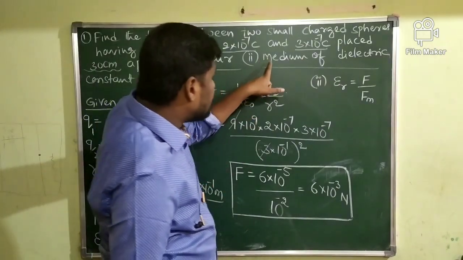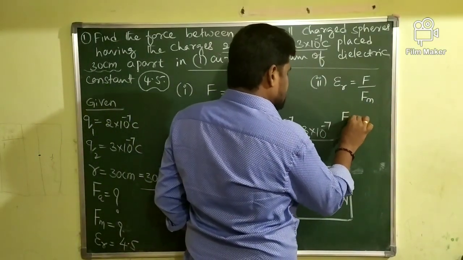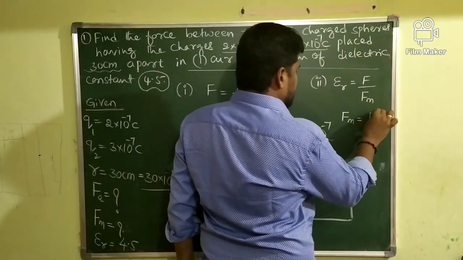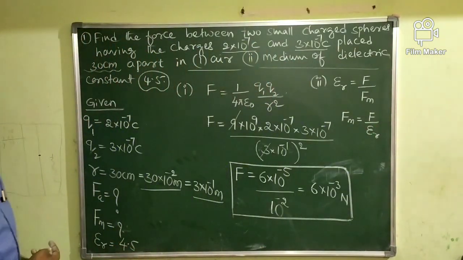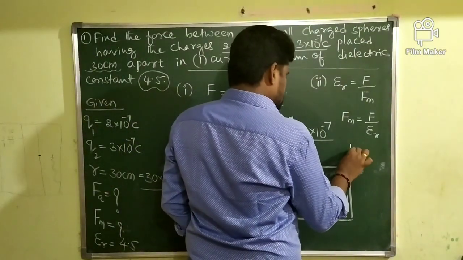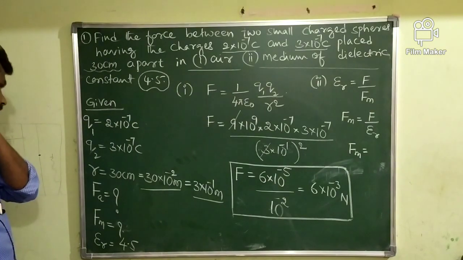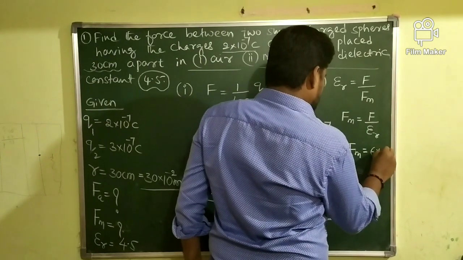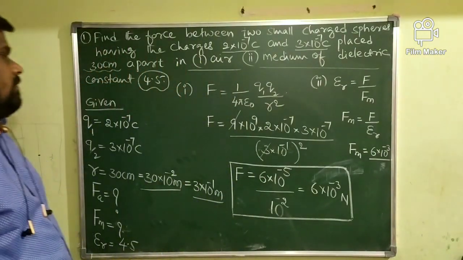But we have to calculate the force between the two charges in medium. Therefore, what can I write? That can be written as Fm equals F divided by epsilon r. Fm is equal to F divided by epsilon r. What is F? Force between the two charges in air medium. It is given by 6 into 10 power minus 3 divided by the value of epsilon r.